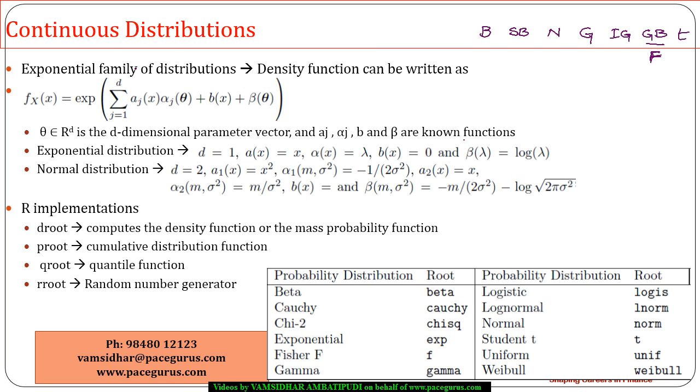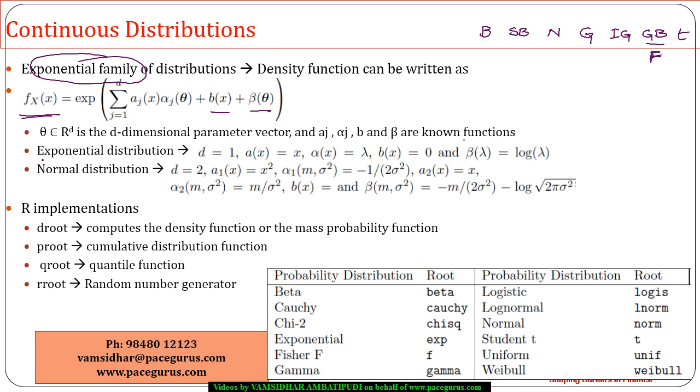Now, the other important family of distributions that we are looking at here is the exponential family of distributions, whose density function can be written like this. This is the theoretical aspect. Wherever I can write f of x as e to the power of sigma a_j(x) alpha_j(theta) plus b(x) plus beta(theta). So whenever I am able to write in this form, this is what we call as exponential family of distribution.